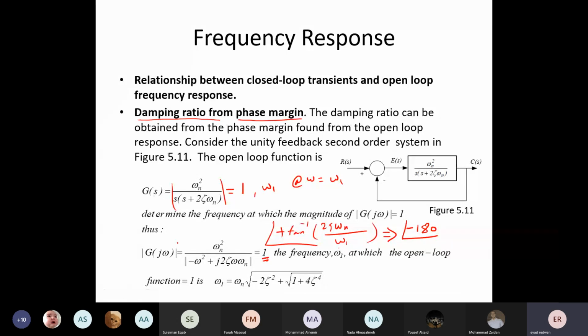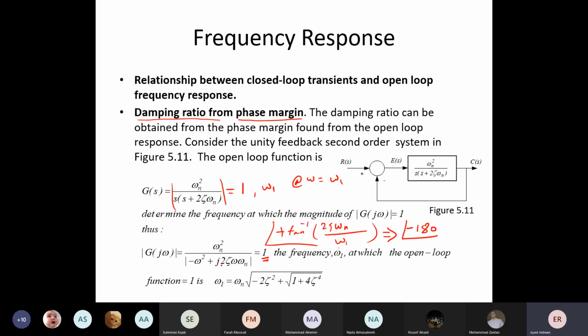We found that the frequency is omega 1, as you can see, and omega 1 equals omega n times the square root of minus 2 zeta squared plus the square root of 1 plus 4 zeta to the power 4, all under the square root. So you can see that this is the frequency that will make this term equal to unity. This is the frequency omega 1 that will make this term equal to unity.